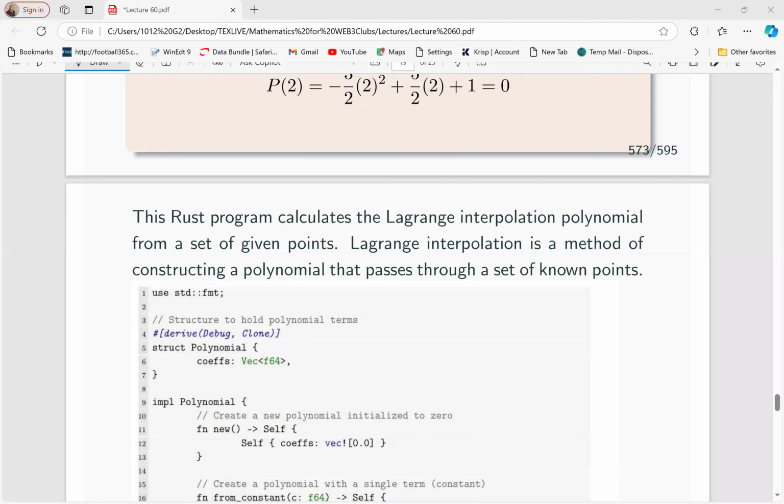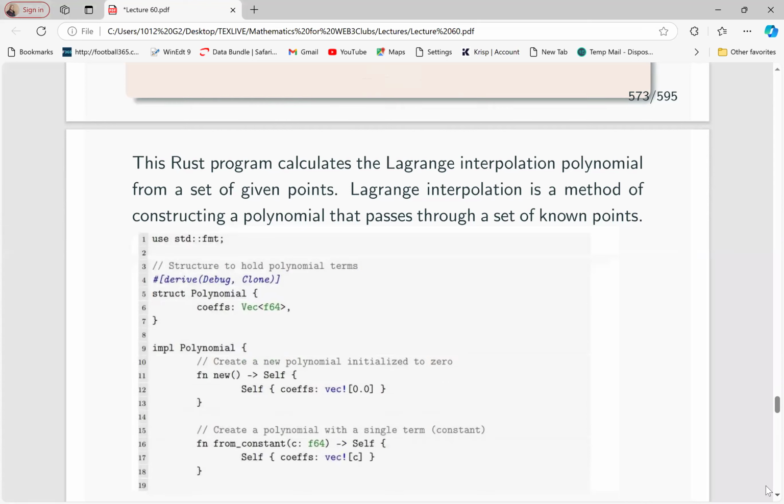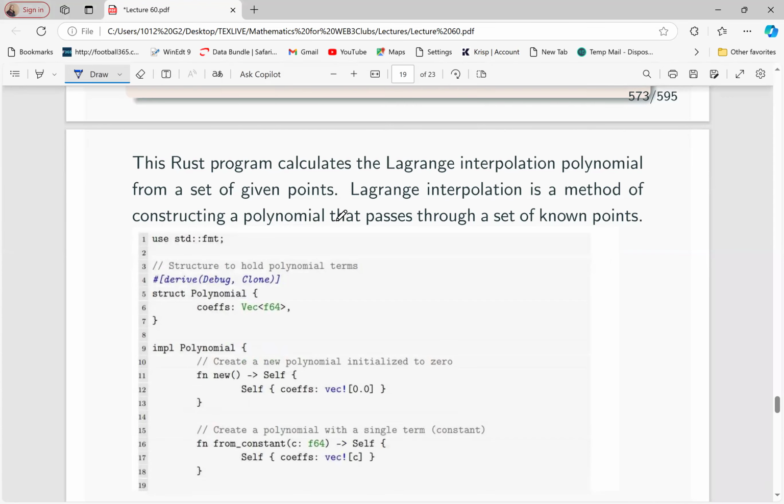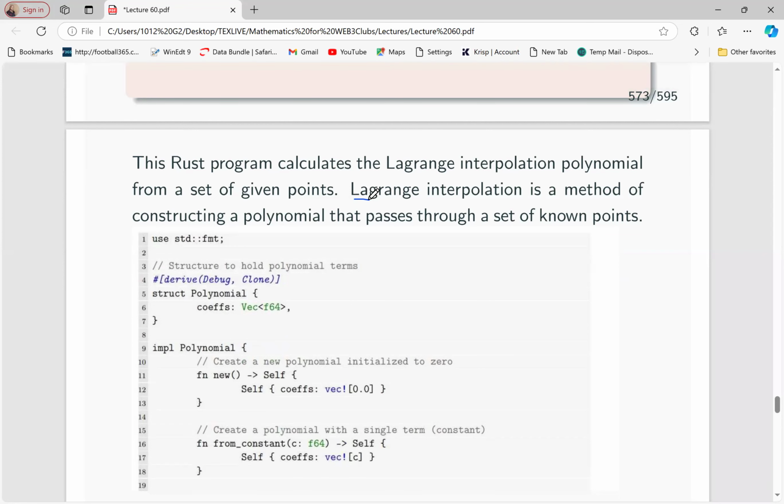It wants to misbehave. On our very last, when I'm just sharing the last thing, it begins to misbehave. But at this point, I decided just to define what Lagrange interpolation is. I said it's a method of constructing a polynomial that passes through a set of known points.